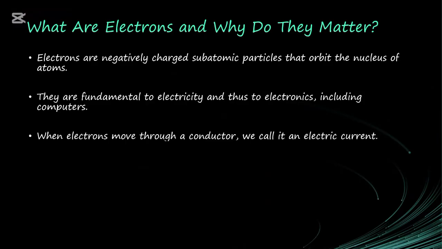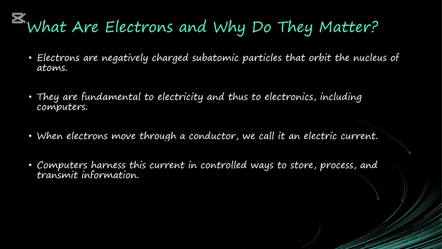When electrons move through a conductor, it is called an electric current. I believe some of you know these things already. When electrons are moving through a conductor, something like a copper wire, there is an electric current. So the movement of electrons is what we call electric current. Then computers harness this current. Computers take advantage of this electric current in a controlled way. In this way, they can use this controlled electric current to store data, to process data, and to transmit information.